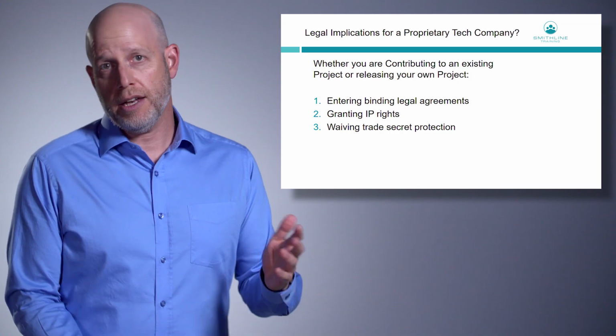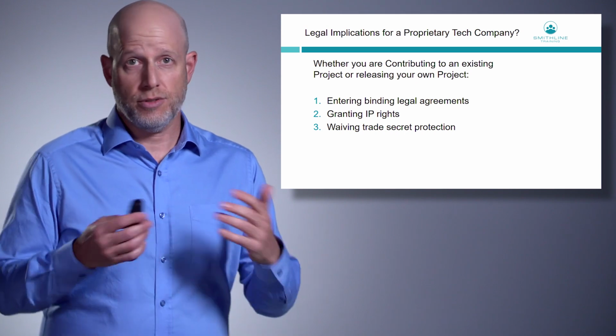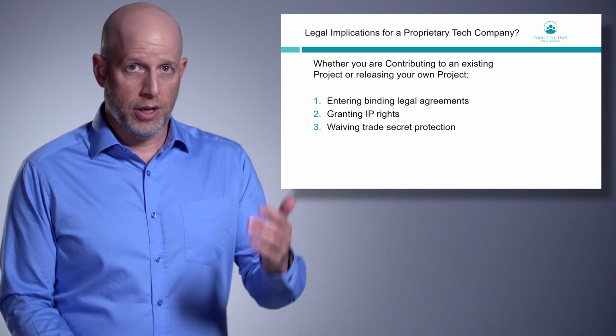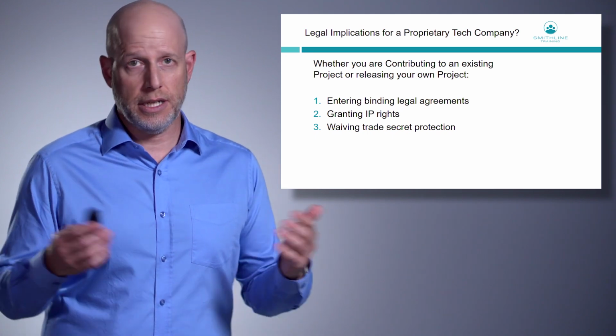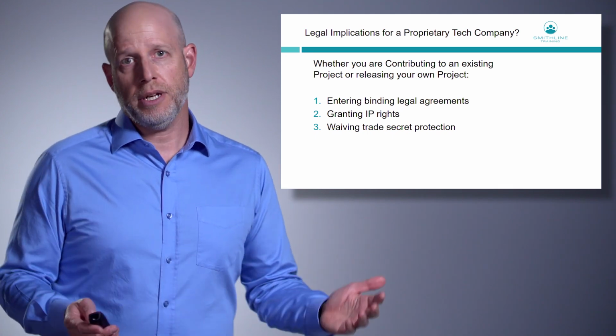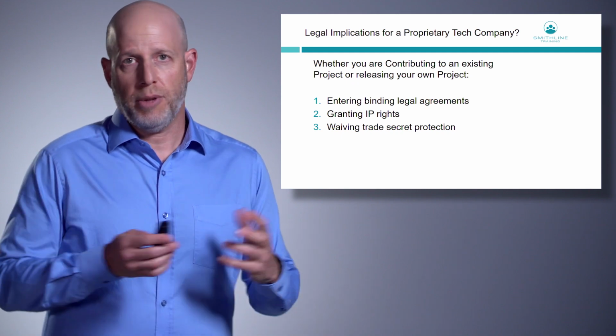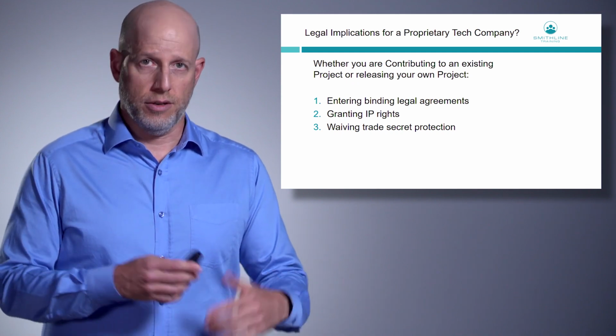And the reason for that, of course, is open source is source code. It's human readable. So if you contribute open source to a project or you release open source under your own project, either way, the code is going to be readable, and any trade secret protection that might have adhered under that code will be waived.